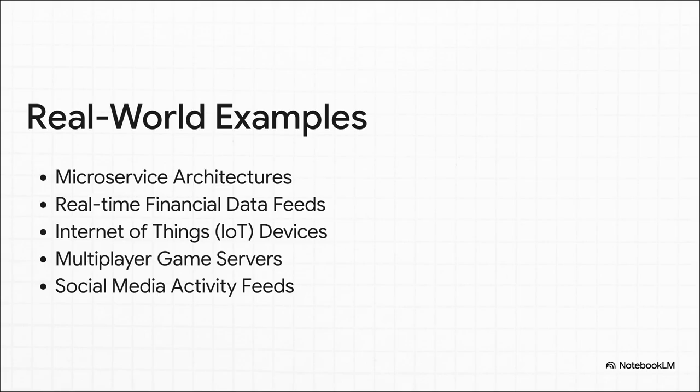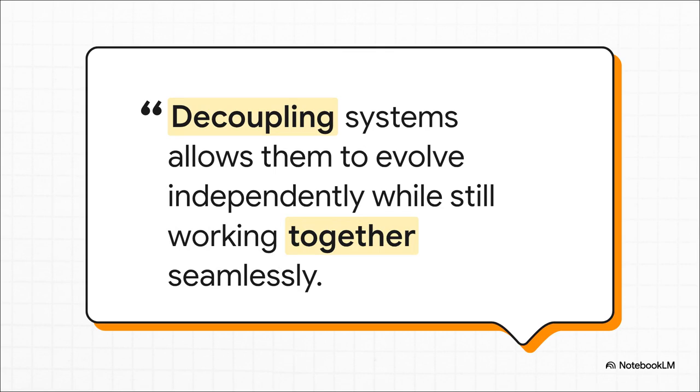Seriously, once you see this pattern, you start seeing it everywhere. Your social media feed updating in real time, that's a pub-sub system. Real-time stock tickers, notifications from your smart home devices, even the servers that run massive multiplayer online games. They all rely on their own version of a digital post office to keep millions of things coordinated and in sync.